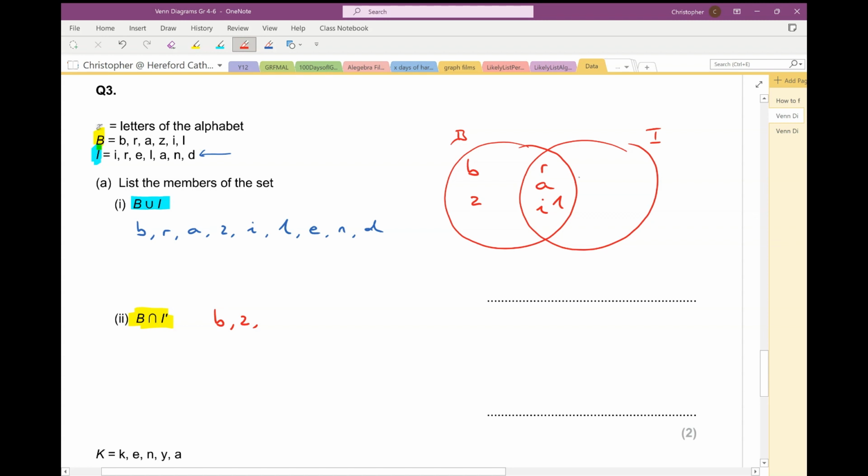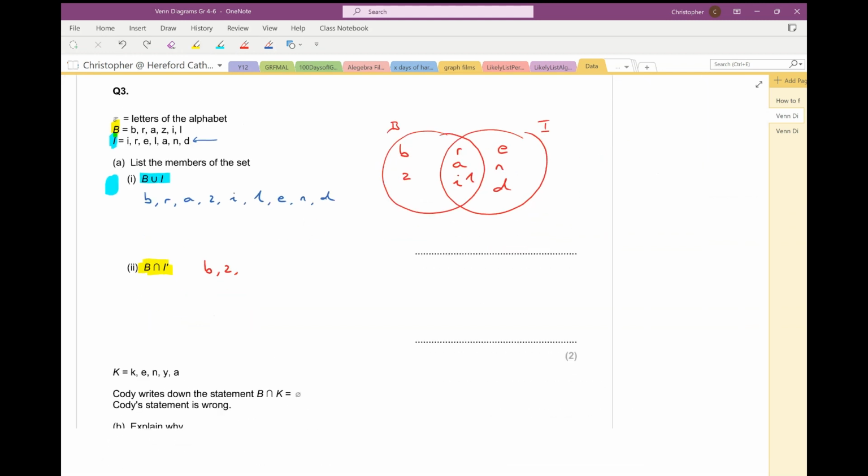And which letters of Ireland haven't been taken care of yet? I has, R has, E has not. L has, A has, N has not, and D has not. So there's the Venn diagram. And now you can see quite easily, I think, that the union, this question, is all of these letters here, just as we listed, and in B and not in I would simply be these letters here. Okay, let's get on with the next bit of the question.